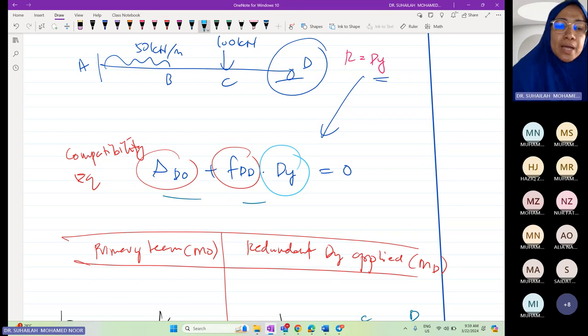So we will get dy. So the problem is settled. The problem is dy, the problem is the redundant. Once we get the redundant, we can solve the remaining three. So our problem is because of the redundant. Solving the redundant is long. Okay, solving the redundant is long. After getting the redundant, it is settled.